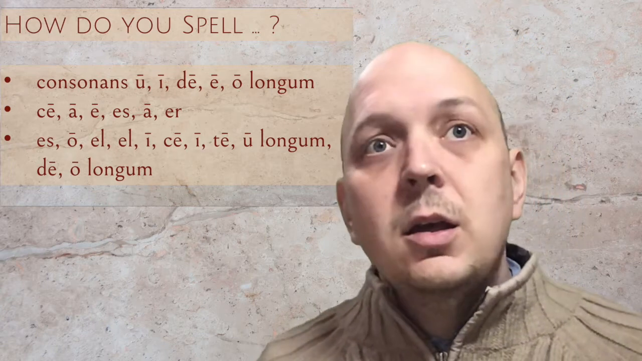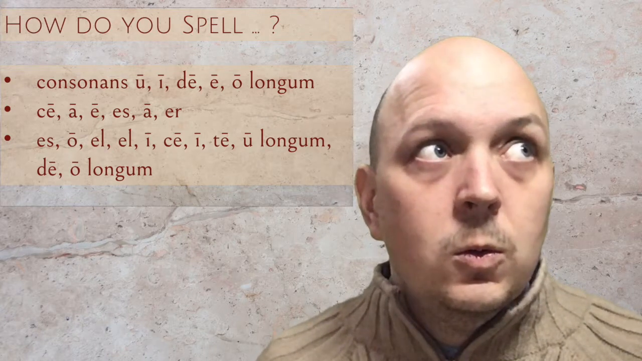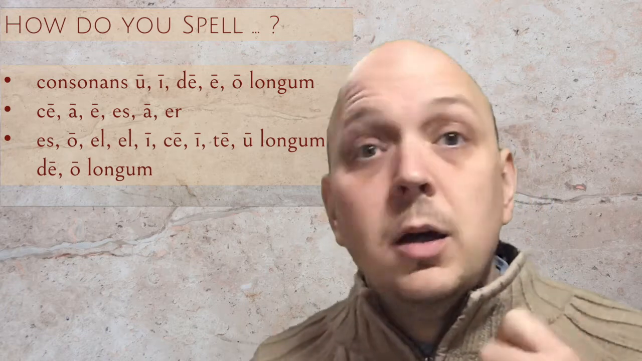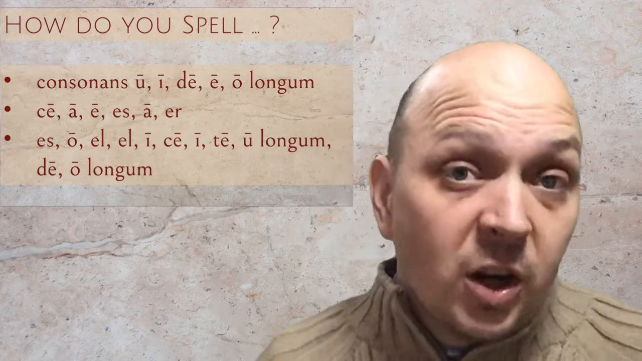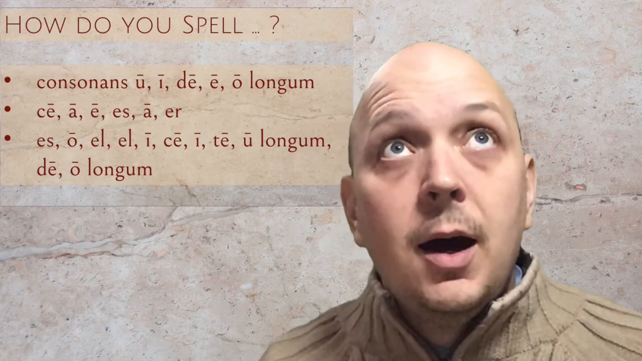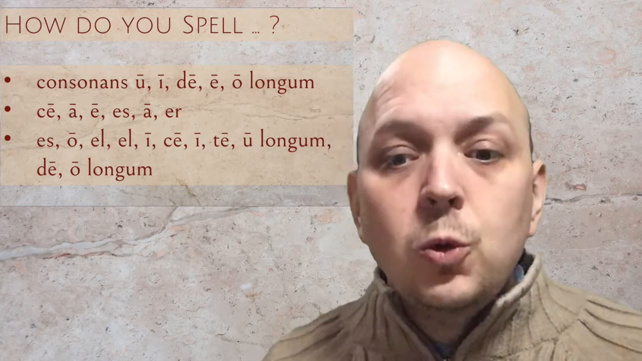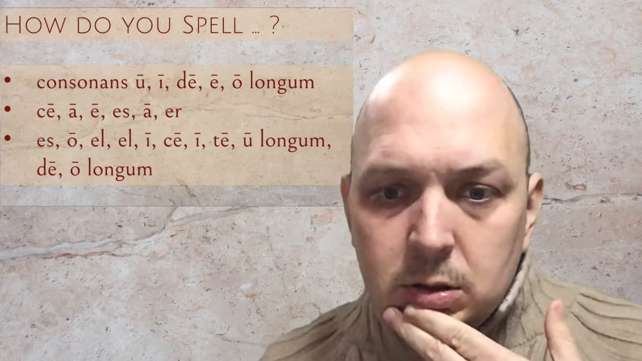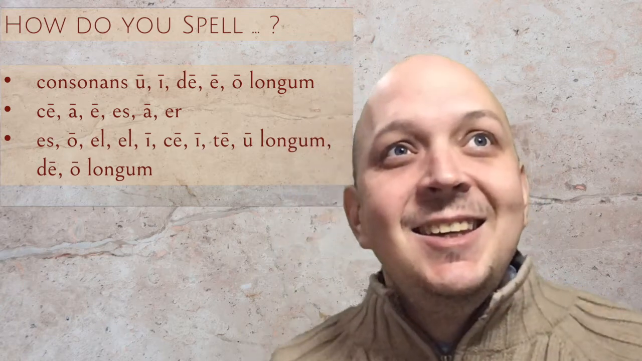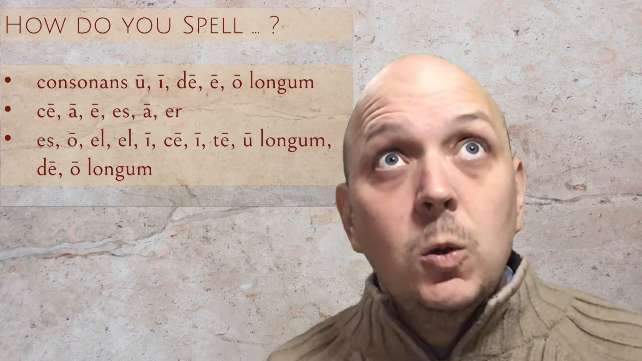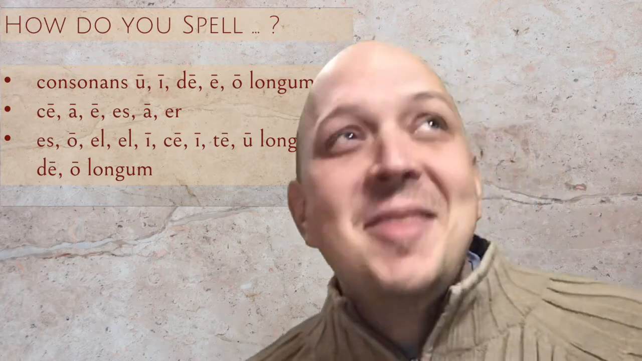I see, would be consonans U, I, D, E, O longo. Right, long O, O longo. Quo modo Caesar scribitur, K, A, E, S, A, R. Quo modo sollicitudo scribitur, S, O, L, L, I, C, I, T, U, D, O longo. Had to think about that for a second.